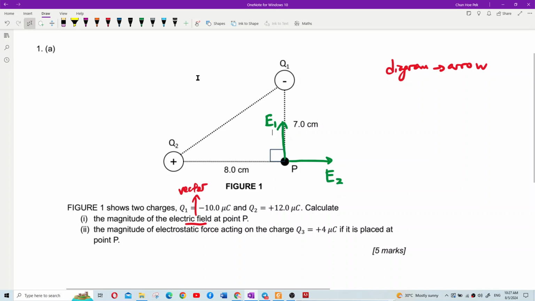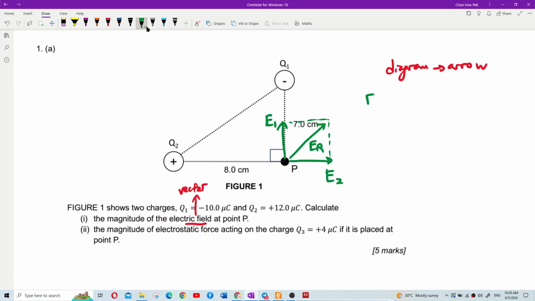I taught you already the whole semester. I taught you the same thing. But it just didn't stick in your mind. Whatever I taught, it didn't stick inside your mind. This is the E resultant.